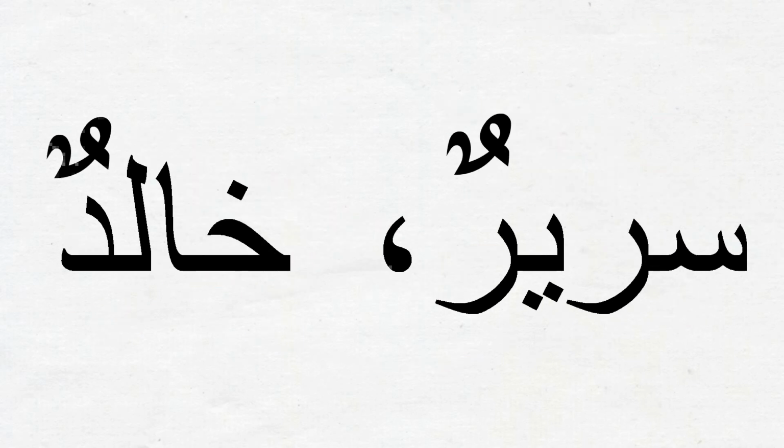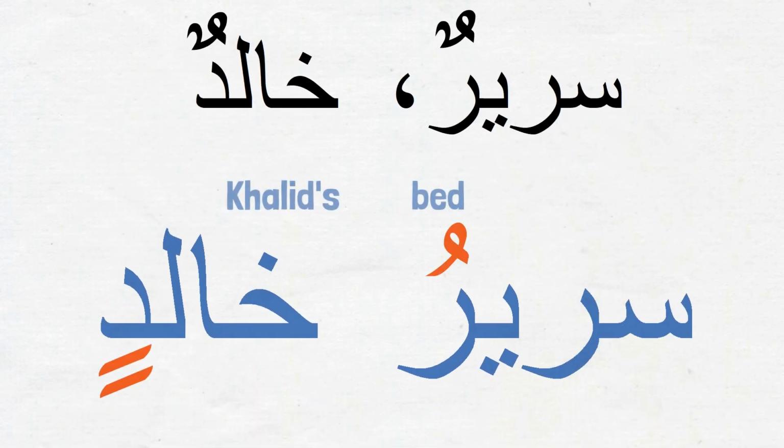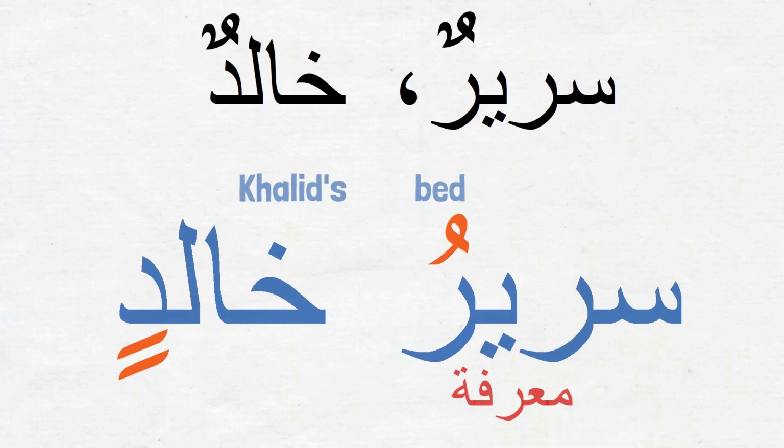Let's see the next pair. سرير وخالد. How do we say Khalid's bed? سرير خالد. Very nice. Is the mudaf ma'rifah here or nakira? The mudaf is ma'rifah, right? Because the mudaf ilayh is the name Khalidun, which is ma'rifah. As we learned in lesson 4, names of people are treated as ma'rifah. Now because mudaf ilayh is ma'rifah, mudaf sariru here is also treated as ma'rifah.